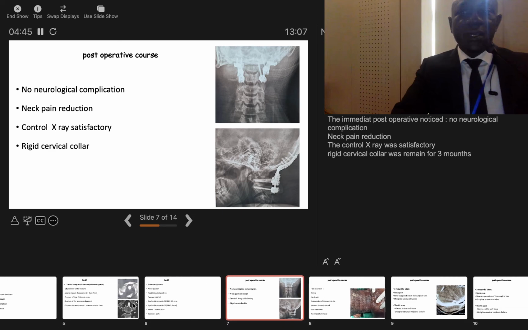The immediate post-operative course: no neurological complication, reduction of the pain, and the X-ray control was satisfactory, and a rigid collar was maintained for 4 months.